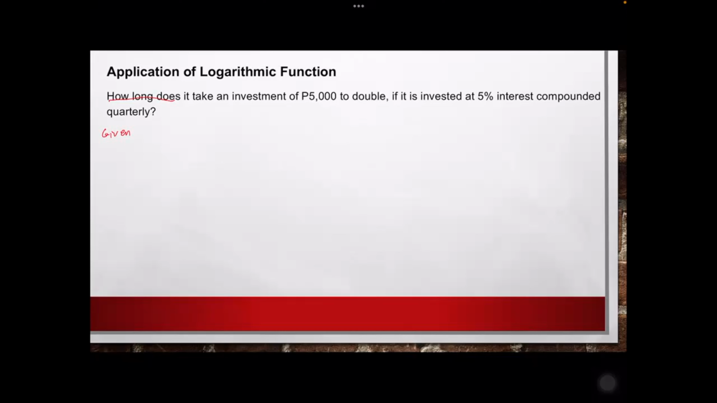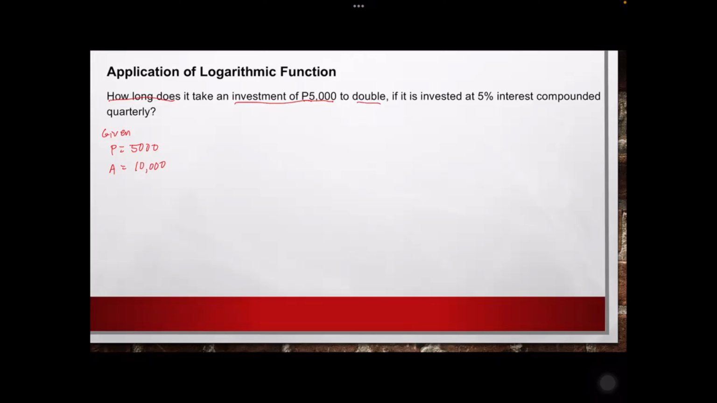Then, yung 5,000 natin, this will be our principal. So, therefore, this is our P, which is 5,000. Yung A natin is 10,000. So, bakit siya naging 10,000? Kasi, investment of 5,000 to double. So, the double of 5,000 is 10,000.